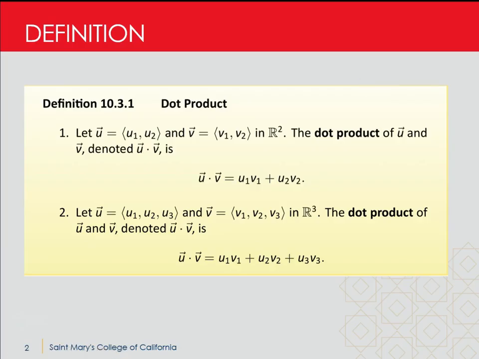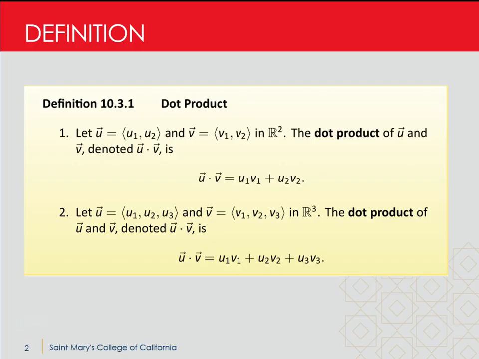Okay, so the dot product. We take two vectors, either in 2-space or 3-space. Let's look at definition part 1. We take the vector u, which is (u1, u2), and v, which is (v1, v2). The dot product of u and v, denoted by u and v with a dot between them, is given by u1 v1 plus u2 v2. So we multiply the first entries of each vector, then multiply the second entries, and add.